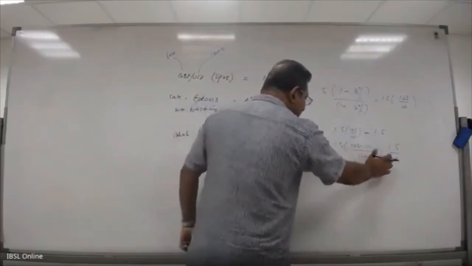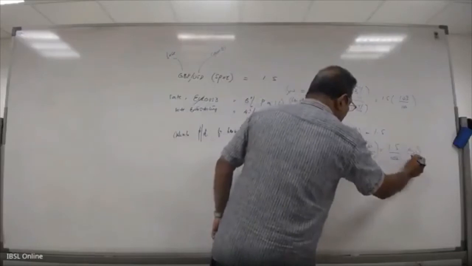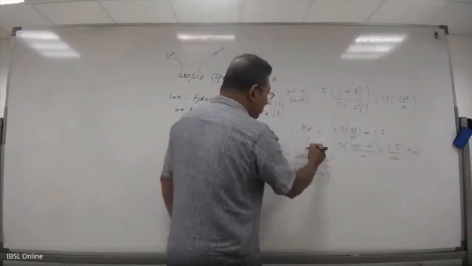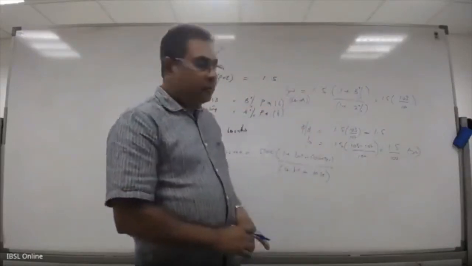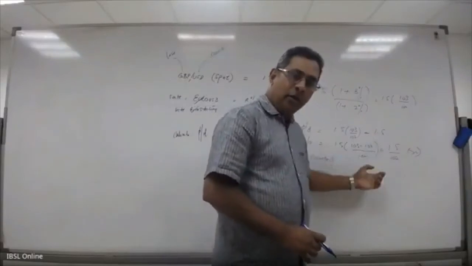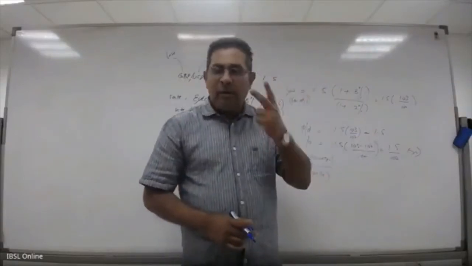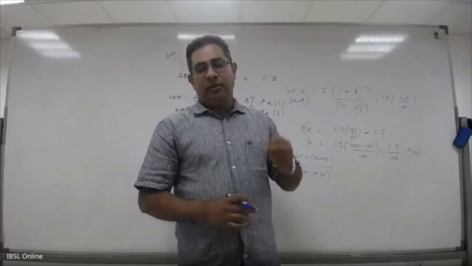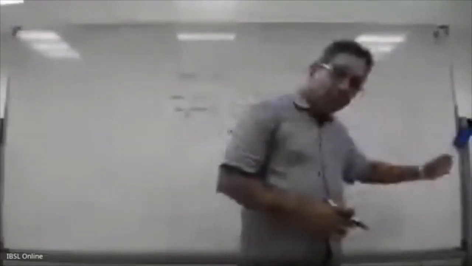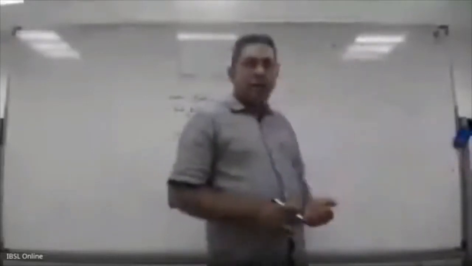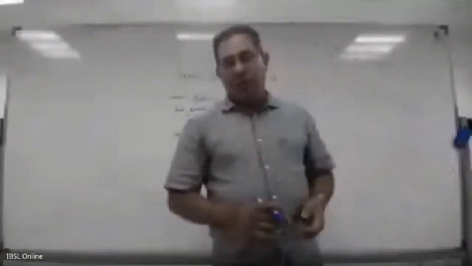So since this is a positive figure, this is not a discount, but it's a premium. So divide 1.5 by 102, and keep it to 2 decimal points, meaning if the third decimal point is 5 or more, you add 1 to the second decimal point.